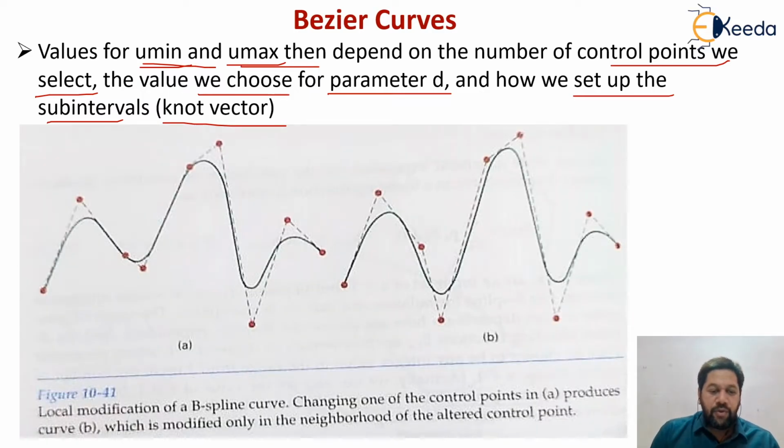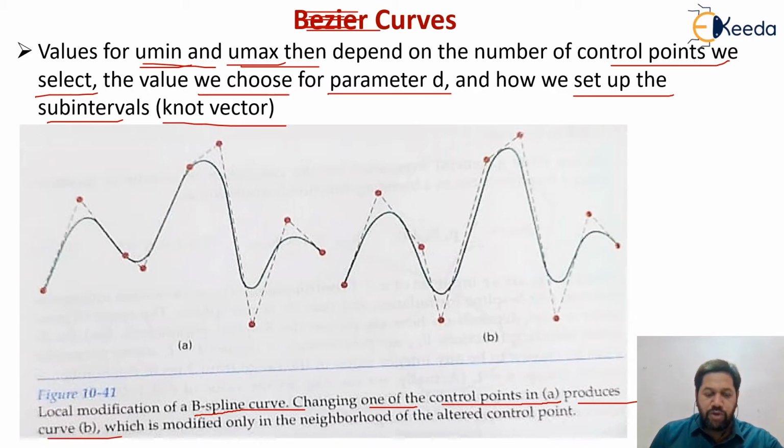Let us understand the things in detail with the help of the diagram. Here it is not a Bezier curve; we are having the discussion with the B-spline curves. I want you to concentrate on the diagram to understand the B-spline curves. We are considering local modification of the B-spline curve: changing one of the control points in A produces the curve B.